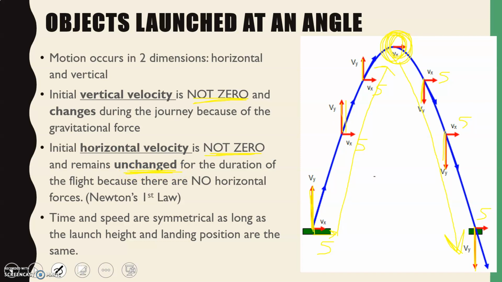There are no horizontal forces acting on the object. There's no gravity in the horizontal. Gravity doesn't pull us left or right. So our horizontal velocity does not change.